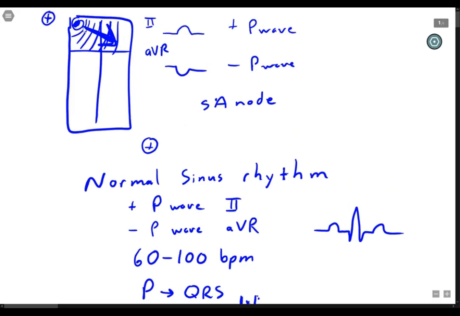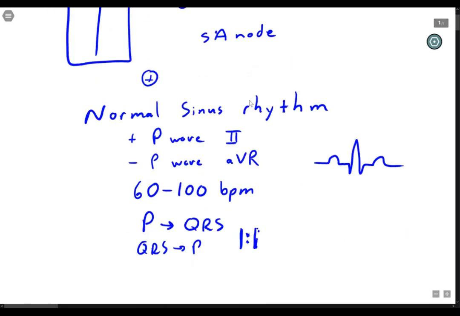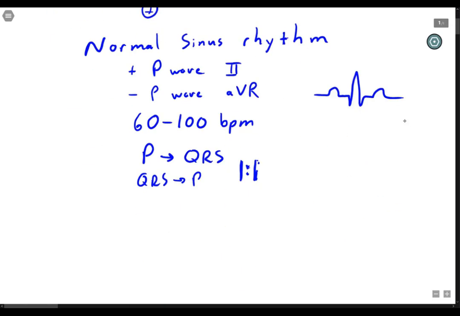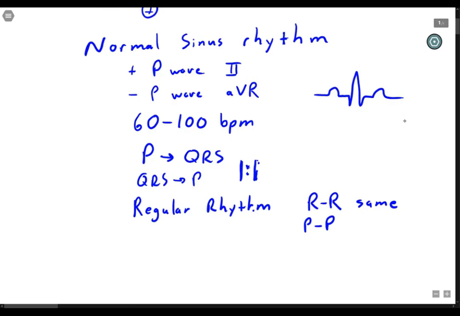What else do we know about the SA node? Well, when it does fire at 60 to 100 beats per minute, it does so very regularly. So we have what we call a regular rhythm. Basically it means the distance between R to R intervals is the same, and the distance between P waves, because that is the atrial depolarization, will be the same.